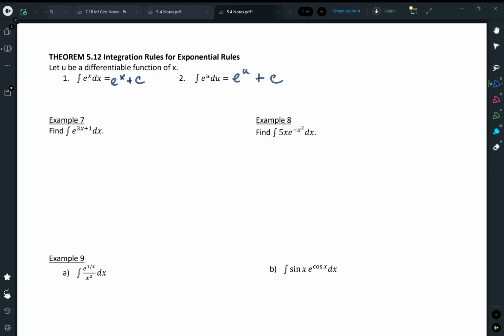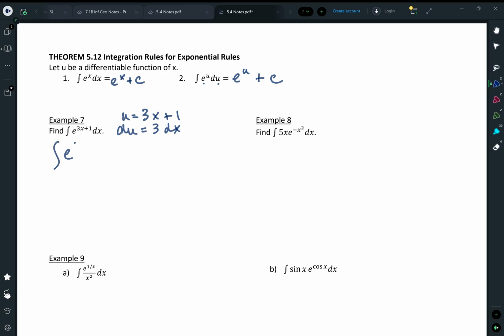So let's take a look at A. A says we are integrating e to the 3x plus 1 power. Because it's not just x for my exponent, right? I have an expression there. So I'm going to let u go ahead and equal that expression. So my derivative of u, my du, is going to be 3 dx. And so in order to have this e to the u du kind of thing, I need to have that 3 dx in there.